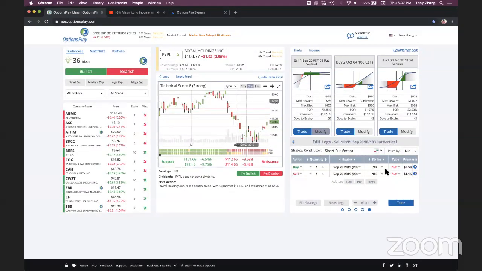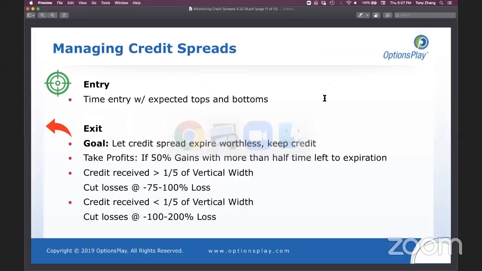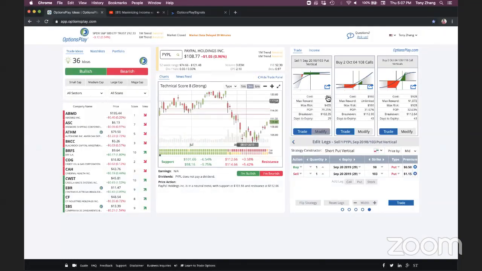So let's say I'm selling a credit spread that looks like this. If I sold a 103.98 put credit spread, I have a much higher probability of profit, but my max reward is only 65 cents, which is less than 1/5 of the width. Because I have a $5 width, I'm collecting only 65 cents. So that's where I want to cut my losses if this credit spread goes up to about $1.30 or so. A 100% loss on 65 cents is about $1.30. So if this $5 wide spread goes from 65 cents to $1.30, it's time to consider cutting my losses.